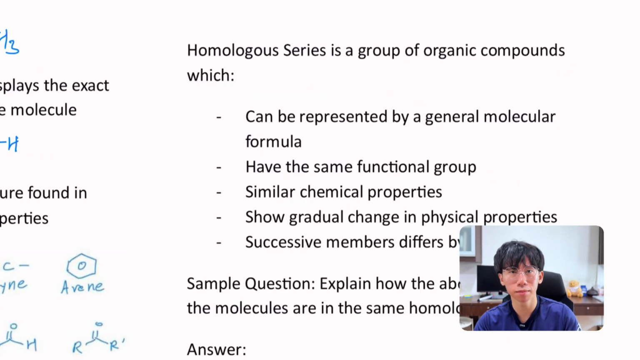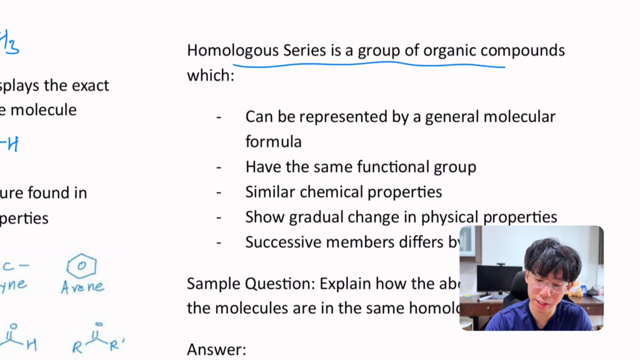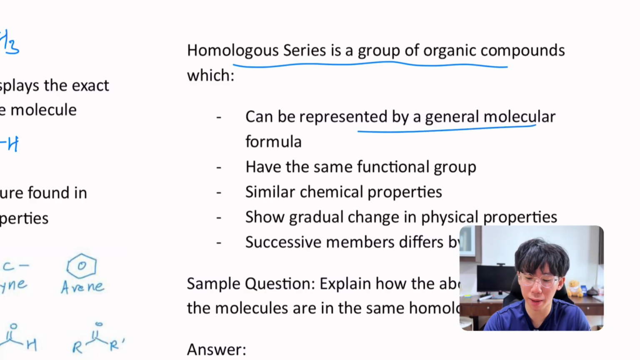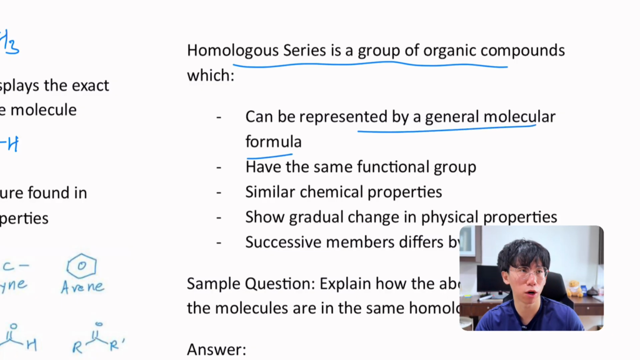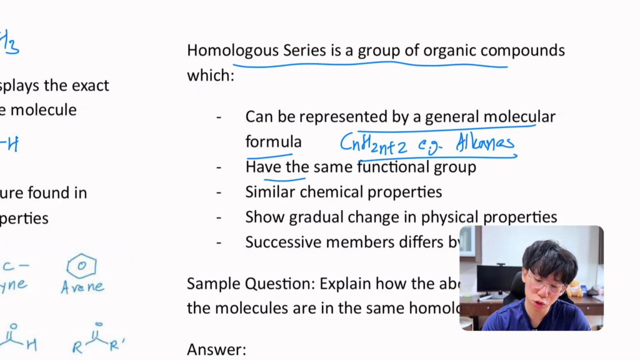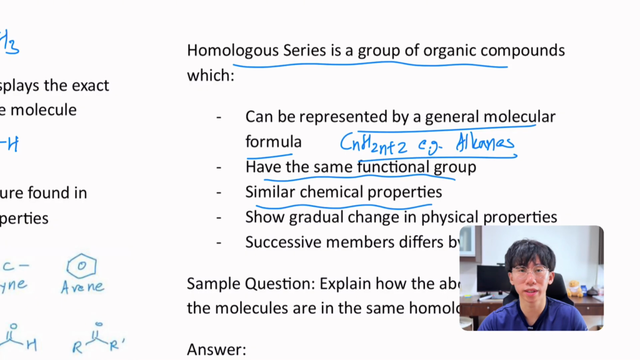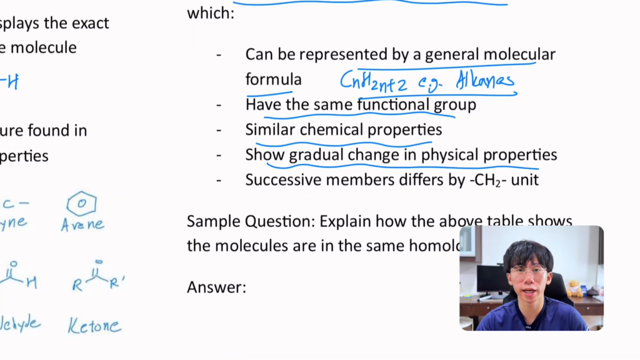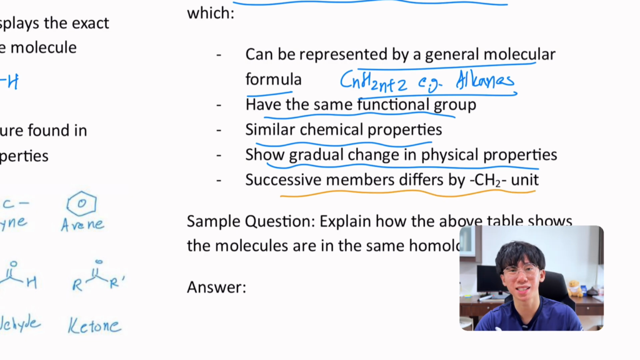Now, based on this pattern, this would mean that a homologous series is a group of organic compounds which have the following characteristics. It can be represented by a general molecular formula. In the case of alkanes, the general molecular formula is CnH2n+2. What's more, they also have the same functional group, will therefore have similar chemical properties, and will show gradual change in physical properties like melting point and boiling point down the homologous series. And your successive members tend to differ by only a CH2 unit.